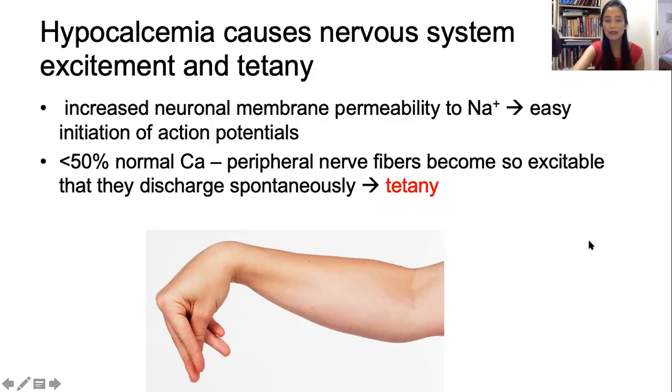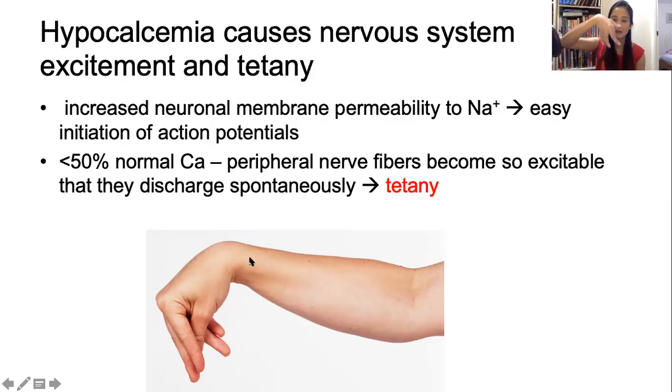This happens when your calcium level in the body is less than 50% of your normal calcium. When your normal calcium in the body becomes less than 50%, the peripheral nerve fibers become even more excitable and they can discharge nerve impulses spontaneously and can cause tetany. So this is what we call your carpopedal spasm.